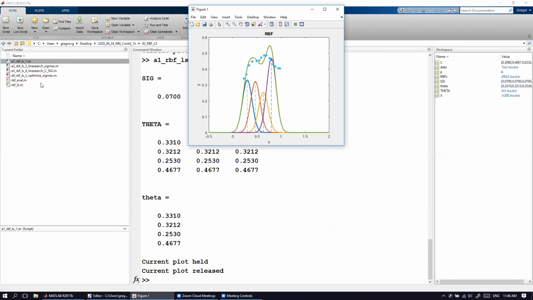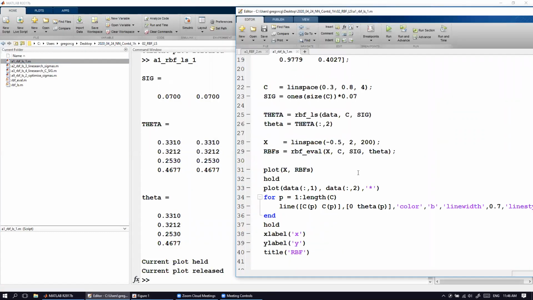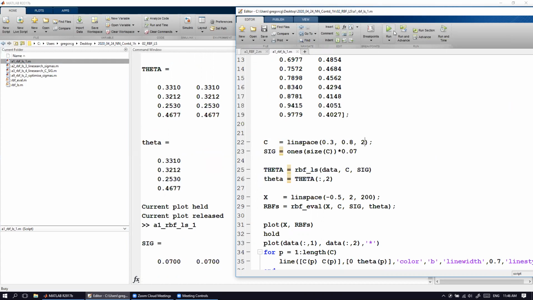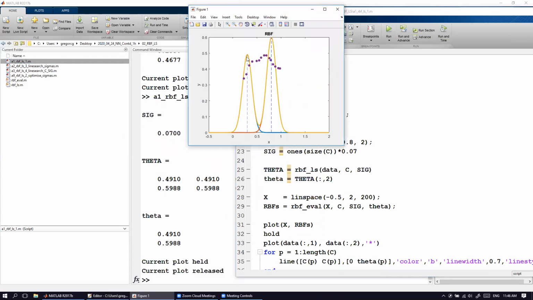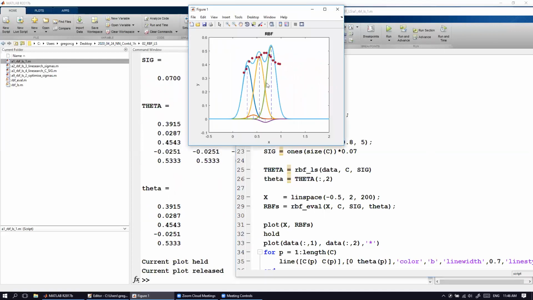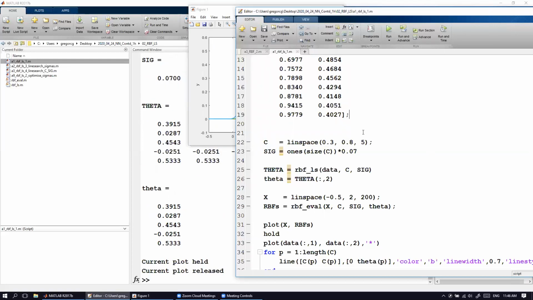So immediately it's done. Now if I change the number of centers instead of 4 to, for example, 2, I don't move the centers, I don't change the widths. I just calculate the weights using the least squares. And here is the approximation with the 2 neurons. Obviously it's not good. If we increase the number of neurons to 5, we get a better approximation.